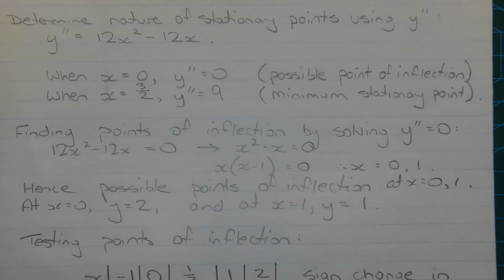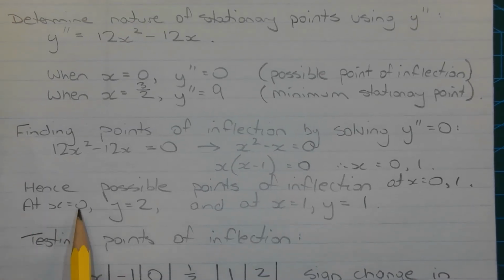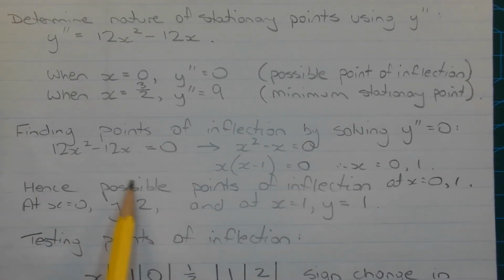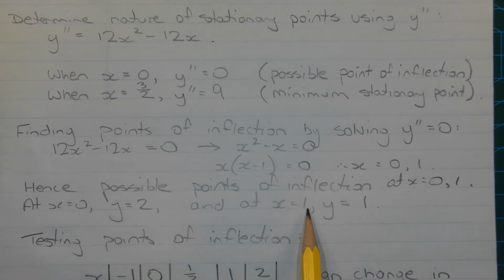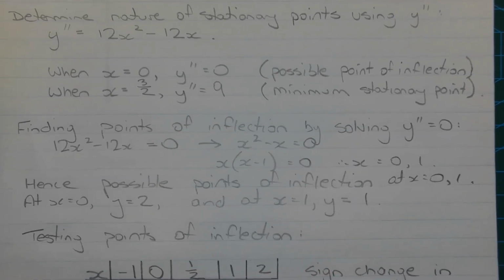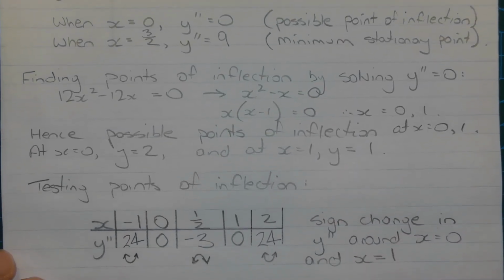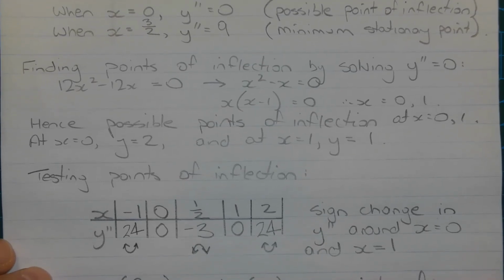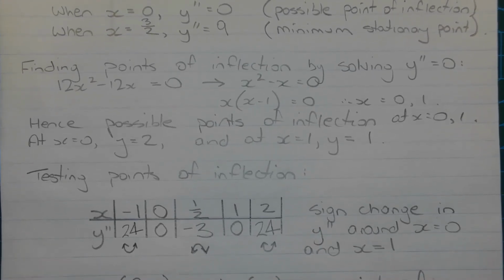We also need to find the y values at those points. So at x equals 0, y is equal to 2, which we found before. And at x is equal to 1, y is equal to 1. But we need to test these points of inflection, to make sure that they are in fact points of inflection. And we can do that by checking for a sign change in the second derivative y double dash around those possible points of inflection.